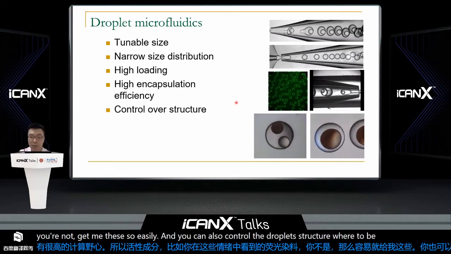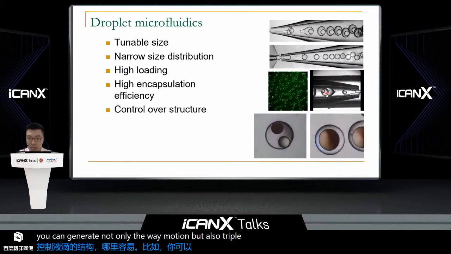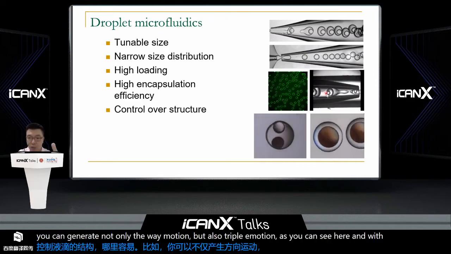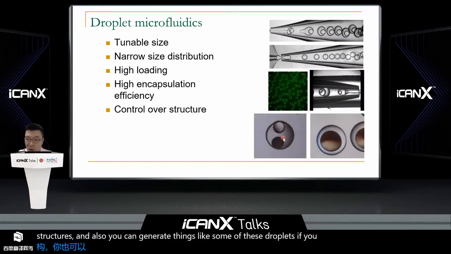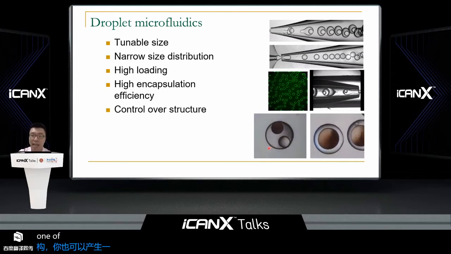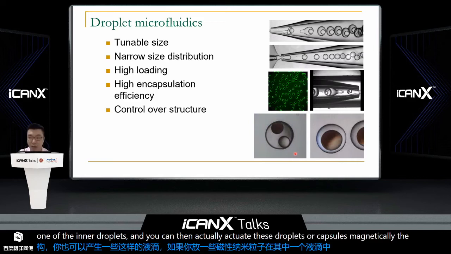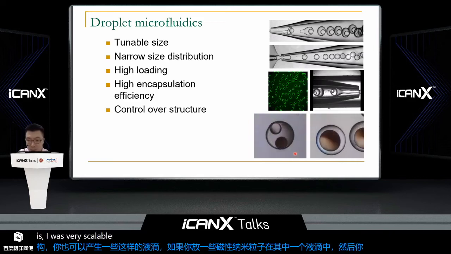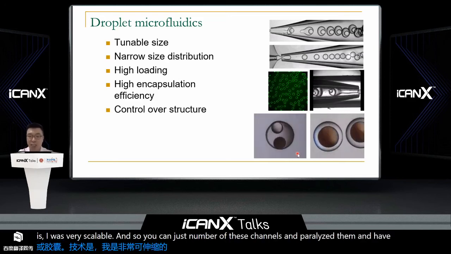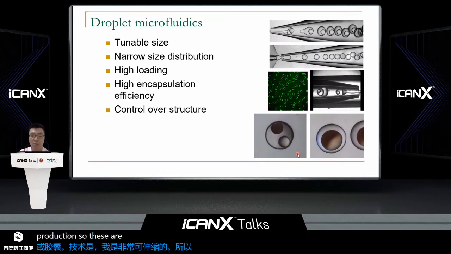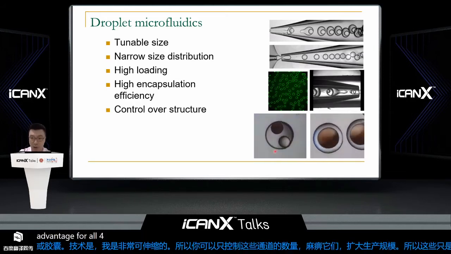For example, you can generate not only double emulsions, but also triple emulsions, as you can see here, and with different structures. Also, if you put some magnetic nanoparticles in one of the inner droplets, you can then actuate these droplets or capsules magnetically. The technique itself is very, very scalable, so you can just number up these channels and parallelize them for scaled up production. These are just some of the major advantages of droplet microfluidics that people have taken advantage of for quite a period of time now.